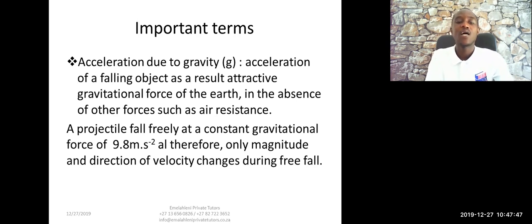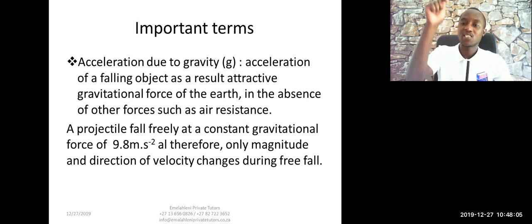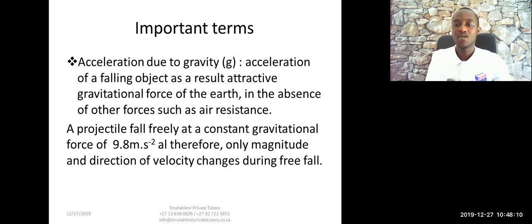Then, a projectile falls freely at a constant gravitational acceleration of 9.8 meters per second squared. Therefore, only the magnitude and direction of velocity change during free fall. So remember, if we are throwing an object up, it is still experiencing 9.8 meters per second squared. If we are throwing it down, it's still experiencing the same acceleration. All objects experience the same gravitational force, irrespective of the direction or magnitude of the velocity.